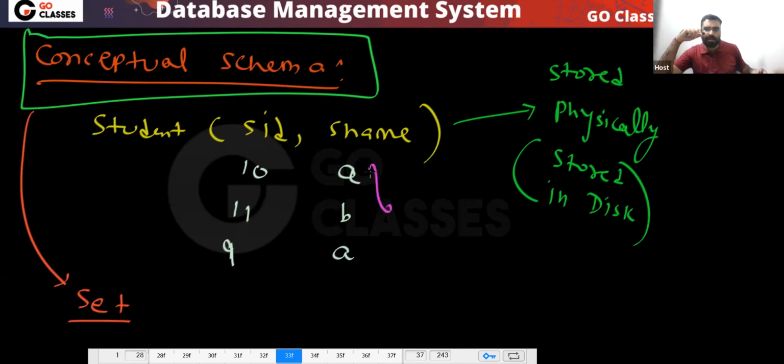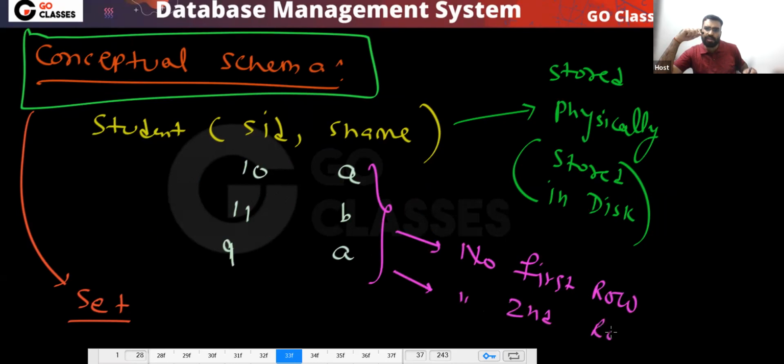So there is no first tuple. There is no first row, there is no second row, there is no third row. Is this clear to everyone? From the conceptual schema point of view, we don't care about the order, because this is a set. So these things are not there.